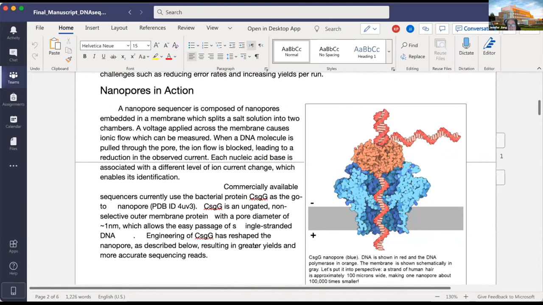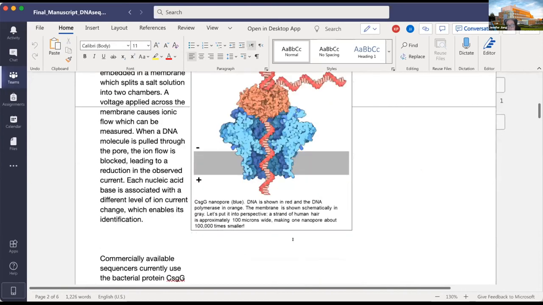Commercially available sequencers currently use the bacterial protein CsgG as the go-to nanopore. CsgG is an ungated, non-selective, outer membrane protein with a pore diameter of around 1 nanometer, which allows for the easy passage of single-stranded DNA. Engineering of CsgG has reshaped the nanopore as described below, resulting in greater yields and more accurate sequencing reads.